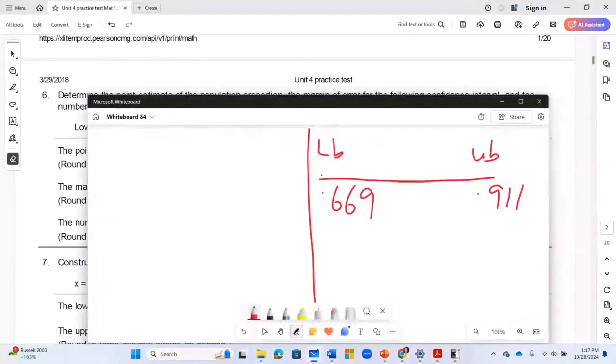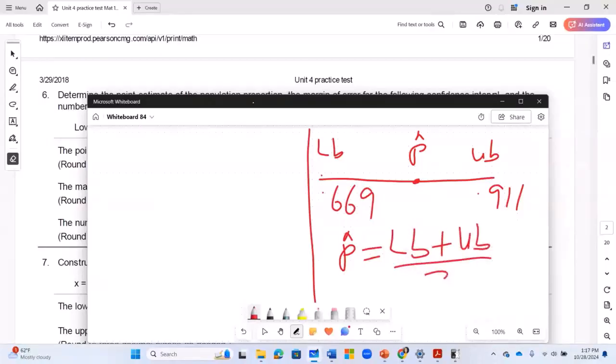0.911. The midpoint is p hat, the point estimate. If I want to find p hat, it is always equal to the lower bound plus the upper bound divided by 2. So I put it in my calculator and find the upper bound plus lower bound divided by 2.